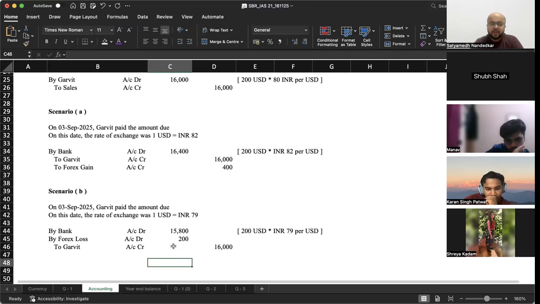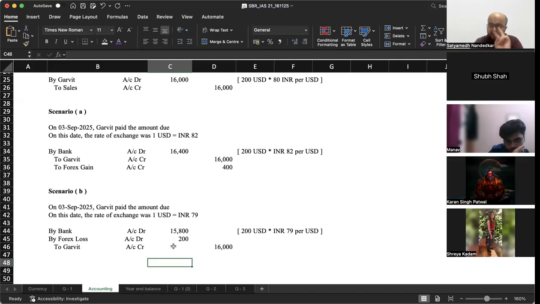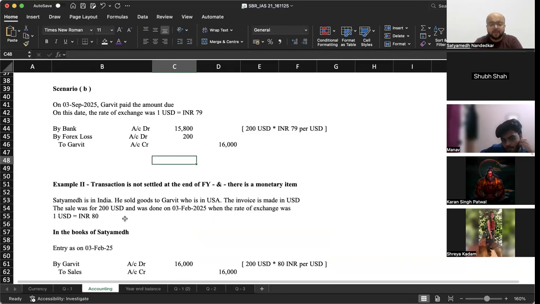Okay, so if the transaction is settled during the year, what you should do is convert it. When you make the sale, record the sale using the exchange rate at the date of transaction. Okay, and when the amount is settled, use the exchange rate on the settlement date. The difference is your gain or loss. Now this is a situation when the transaction is settled.